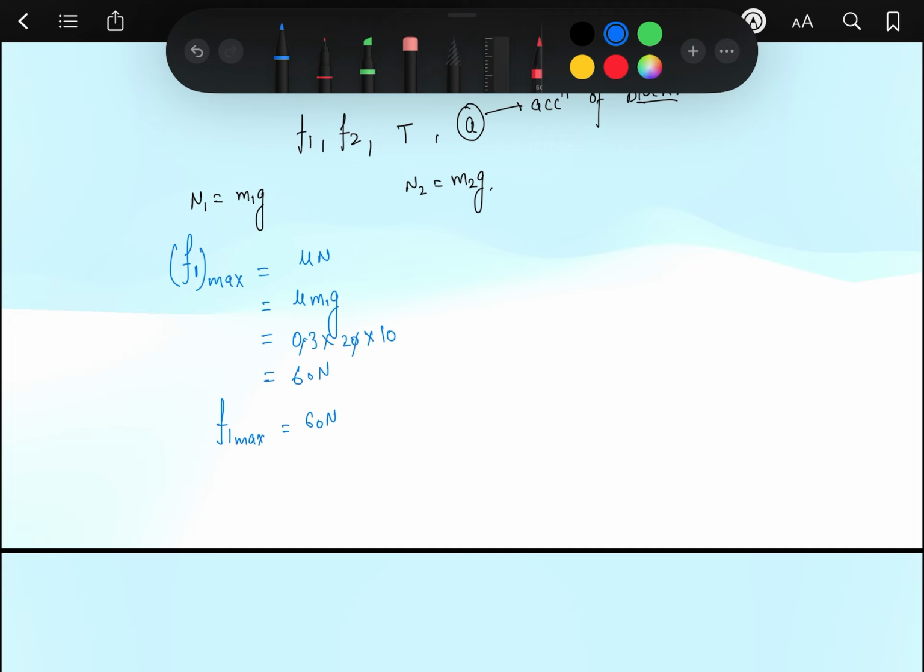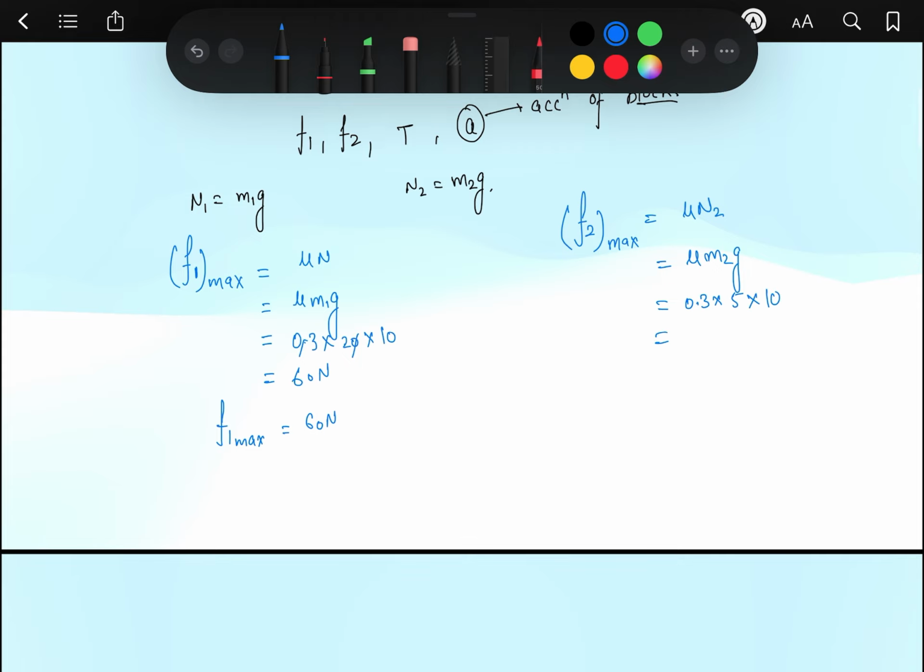So F1 max is 60 Newton. In the second situation, the maximum friction that can act on the second block is mu into N2, that is mu into m2 into g. The value of mu is 0.3, m2 is 5 kg, and g is 10. The decimal point cancels out, and the maximum friction F2 max for block 2 is 15 Newton.